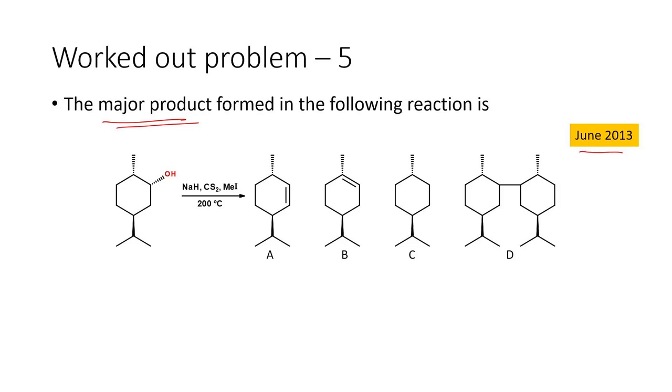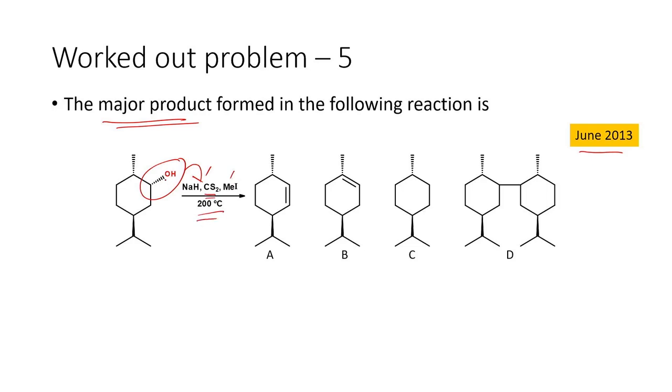So that is what we are telling. In the previous case also, we saw 1,2 and 1,4 additions are possible. Either of them can happen, and that leads to the same product. So here again, the question is the major product formed in this particular reaction. We have an alcohol, and the reaction is happening in the presence of a strong base, sodium hydride, and we have carbon disulfide, methyl iodide, and the reaction occurs at 200 degrees centigrade.